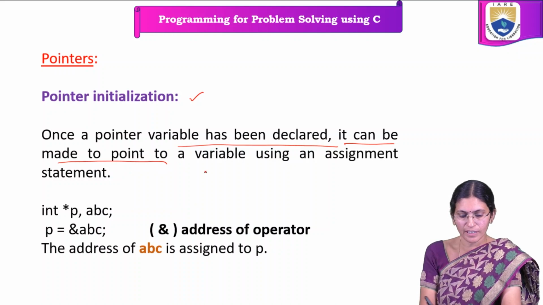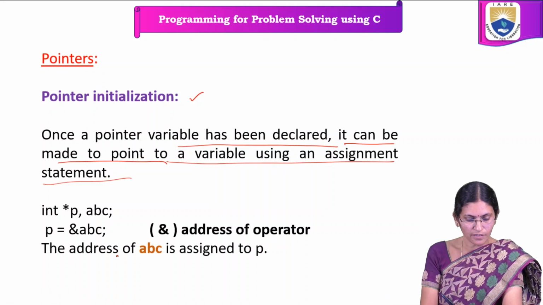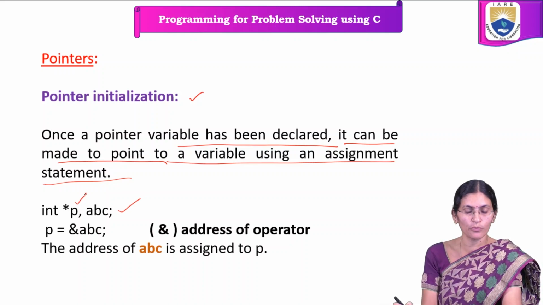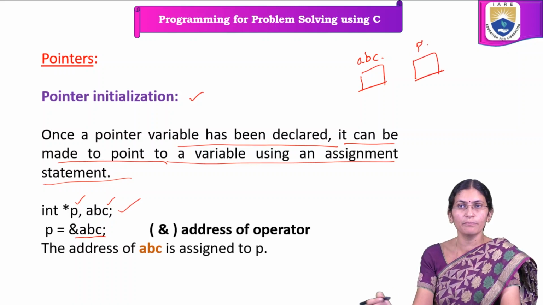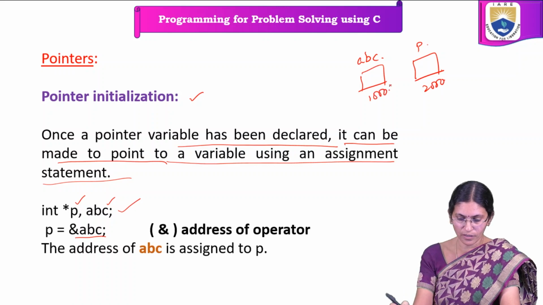Pointer initialization. A pointer can be made to point to a variable using an assignment statement. For example, in the first line we have declared a pointer variable, star p. So p is a pointer variable and abc is a normal variable. We are declaring two variables, so memory will be allocated for abc as well as for p. As we know, p is a special variable, so it will also have some address. Let the address of abc be 1000 and the address of p be 2000. In the computer, memory is allocated for both variables.